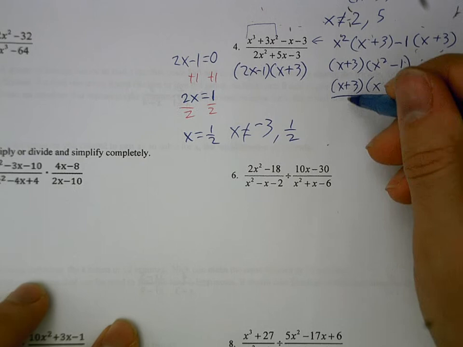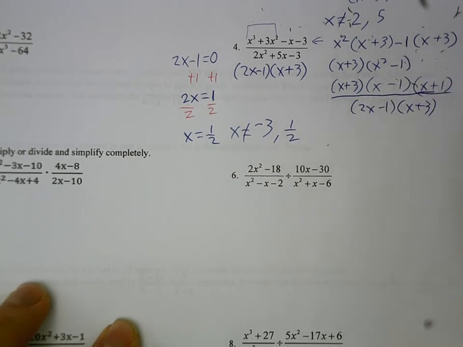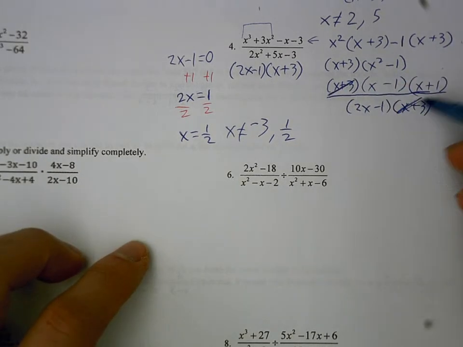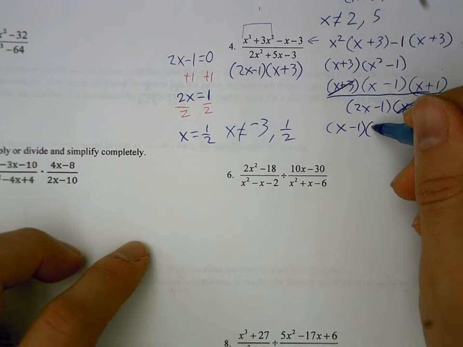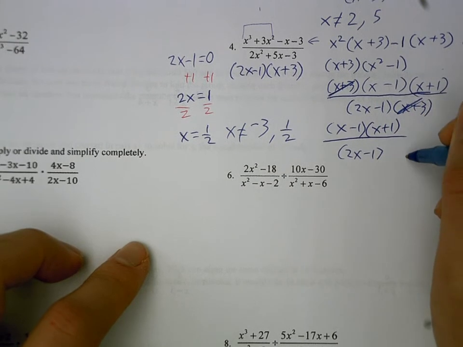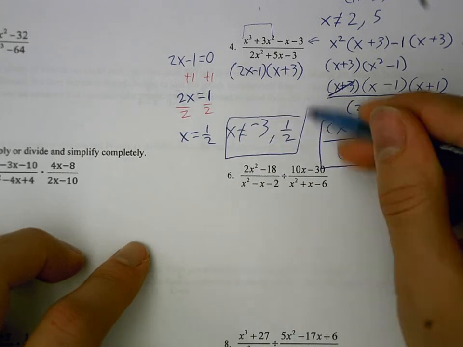Right now then, I have the top divided by 2x minus 1 times x plus 3. Is there anything that simplifies here? Here are a few of you noticing it. We've got x plus 3's on the top and bottom. Those would reduce to 1. And I'd be left with x minus 1 times x plus 1 over 2x minus 1. There's my reduced fraction. Here are my excluded values.